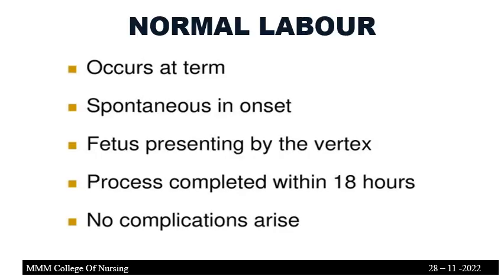Normal labor. So these are the criteria for a normal labor. It should occur at term. It should be spontaneous in onset. We should not induce the pain. We should not cause any pain by giving any drugs or anything other, but rather the mother should have her labor pain in spontaneous onset.